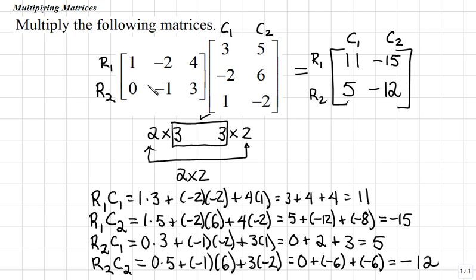So in summary, multiplying the matrices 1, negative 2, 4, 0, negative 1, 3 by 3, 5, negative 2, 6, 1, negative 2 results in our final matrix becoming 11, negative 15, 5, and negative 12.